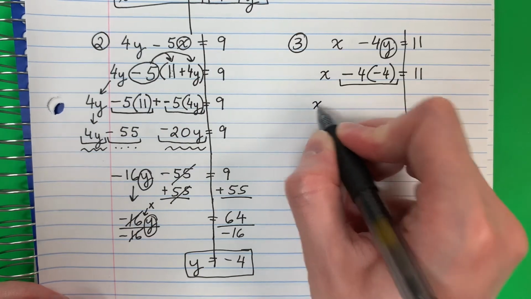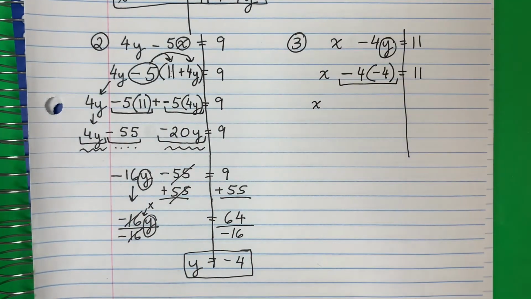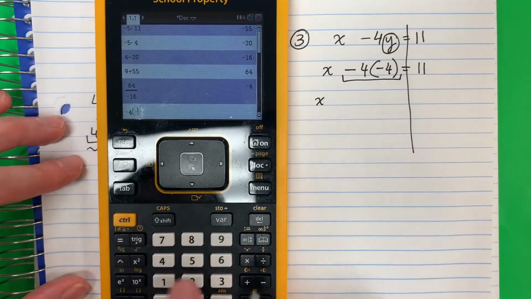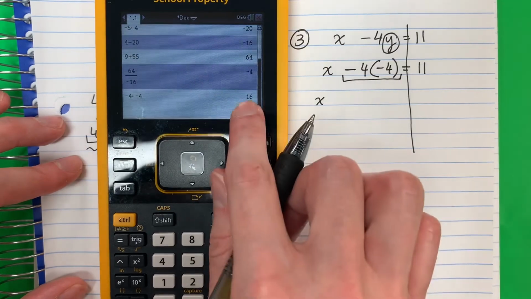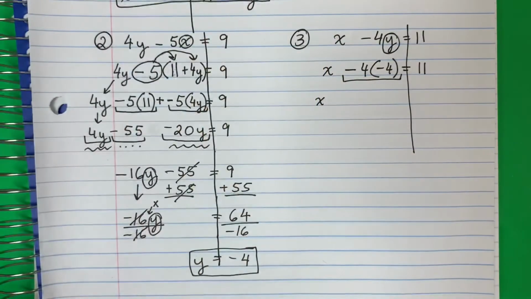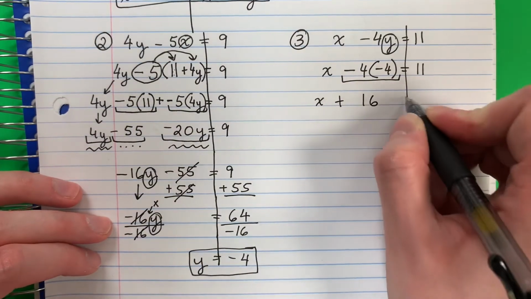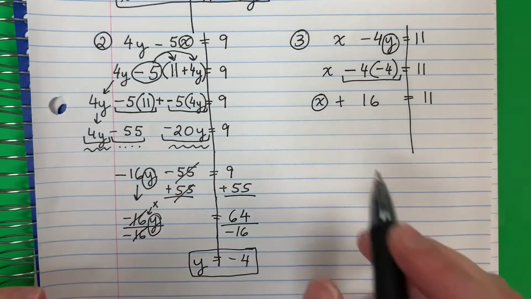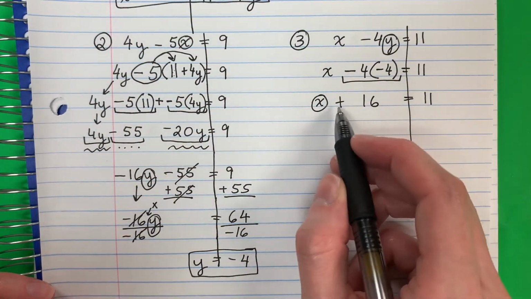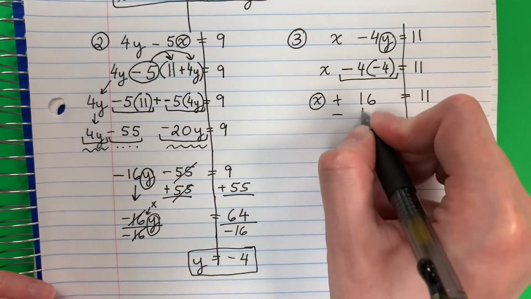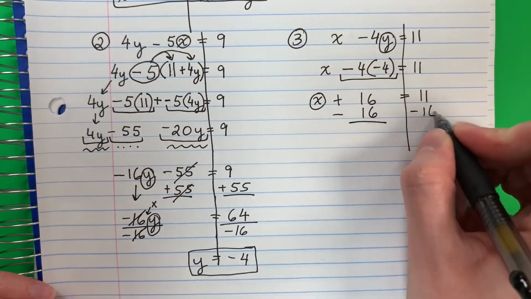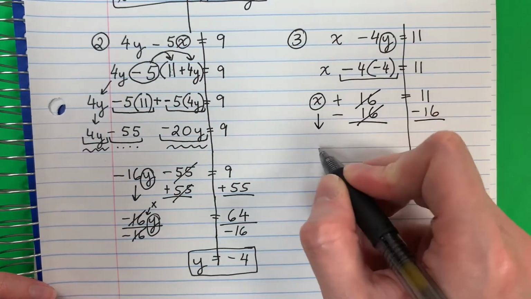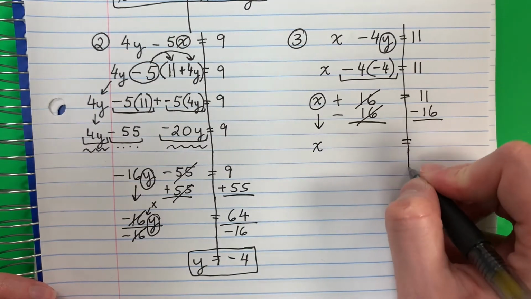So copy x, negative 4 times negative 4. Negativo 4 por negativo 4. Negative 4 times negative 4, enter, is 16, positive 16, equals 11. Now, I want x alone, quiero x sola. What is with x? ¿Qué está con x? Positive 16, positivo 16. The opposite of positive is negative. So minus 16, copy, minus 16. This is 0. 16 minus 16 is 0. Cancel. Copy x equals 11 minus 16.